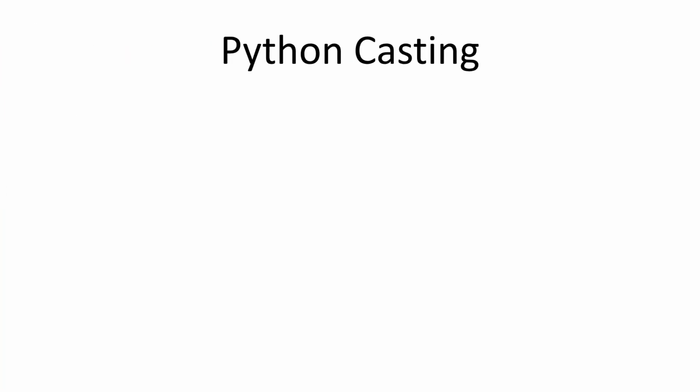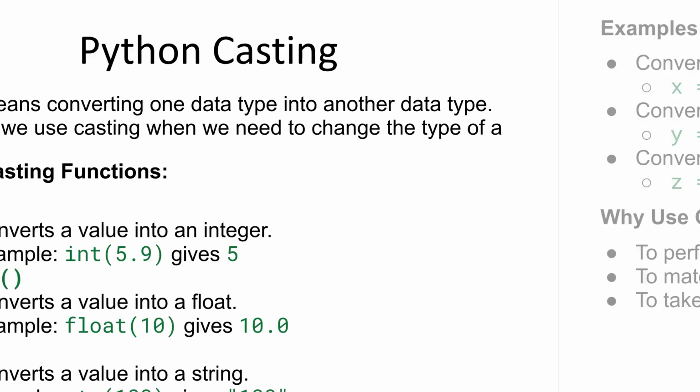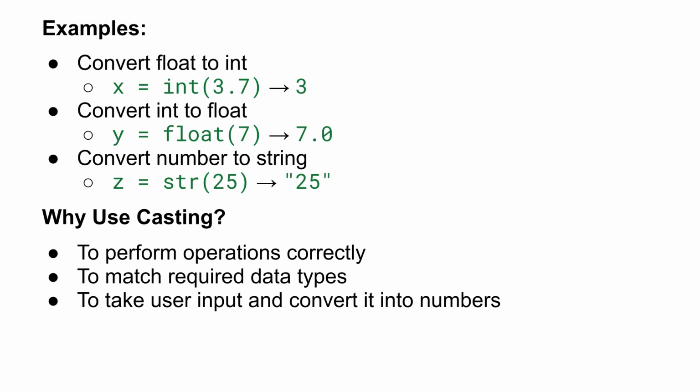Python casting converts one data type into another, useful for changing a variable's type. Key casting functions include int, converting to an integer, float, converting to a float, and str, converting to a string. For example, casting a float to an int truncates the decimal. Casting is used to perform operations correctly, match required data types, and convert user input into numbers.